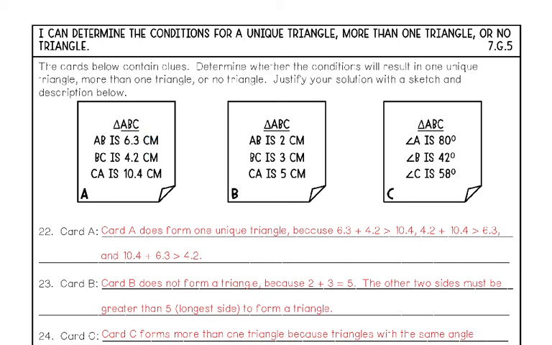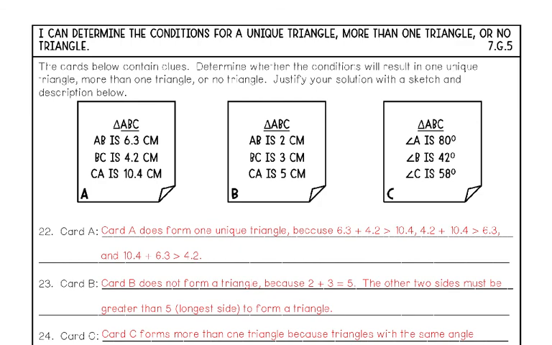For 23, you're looking at card B. Same thing as card A. You're given three side lengths of a triangle. But since 2 plus 3 equals 5, this does not form a triangle. It has to be greater than the third side length when you add up any two sides. It has to be greater. Since it's equal, this can't form a triangle at all. Their endpoints wouldn't touch.